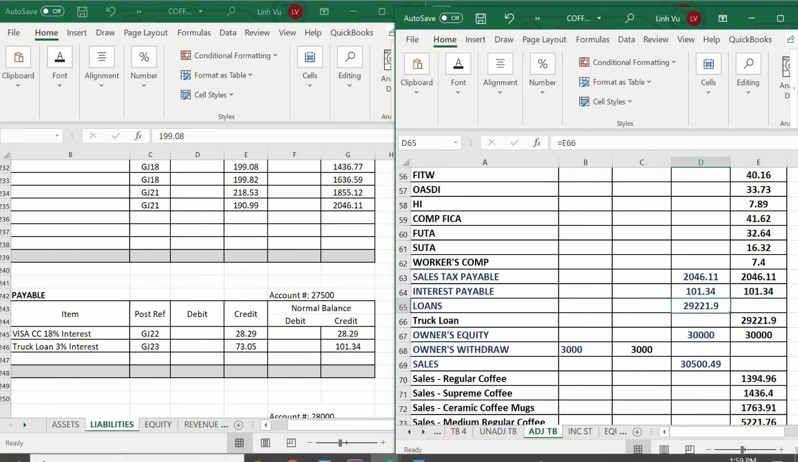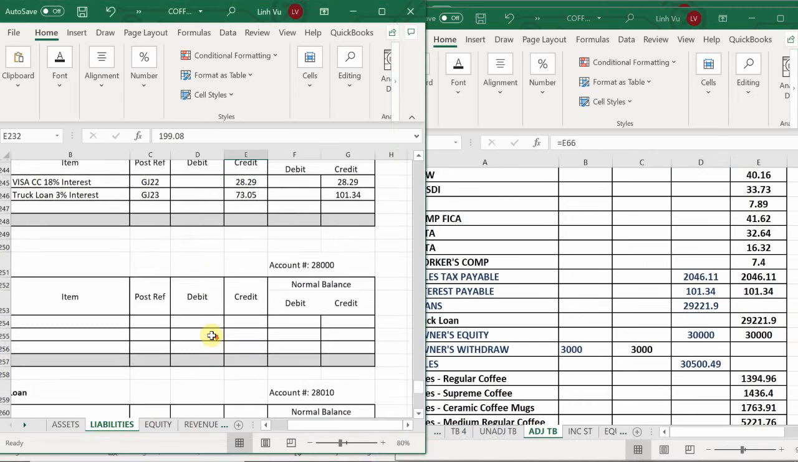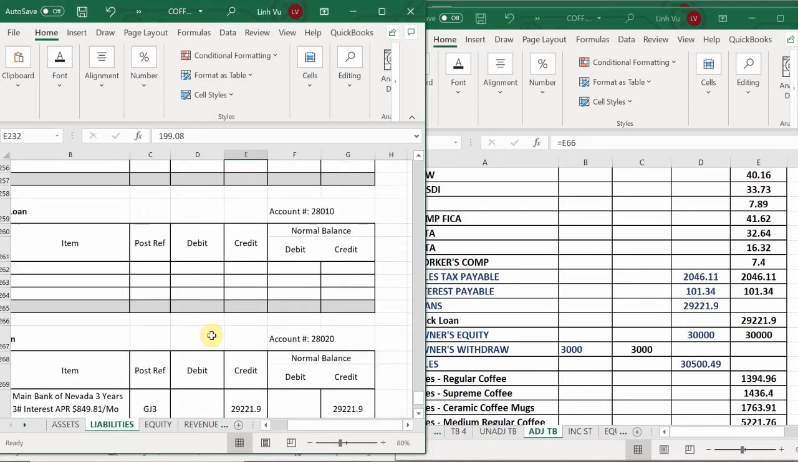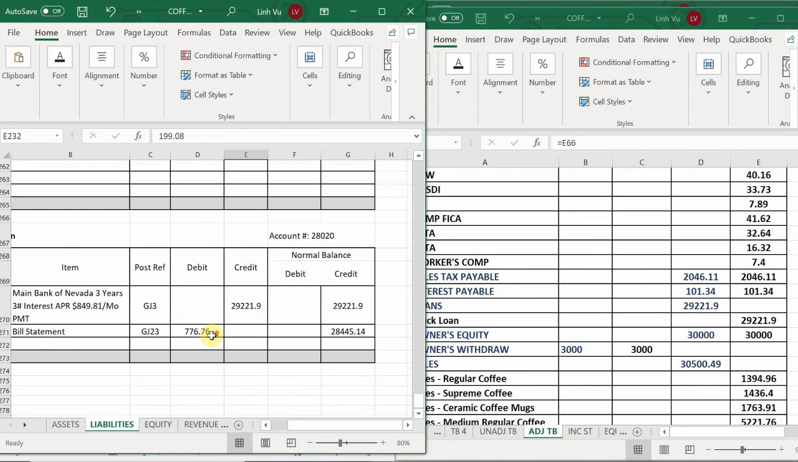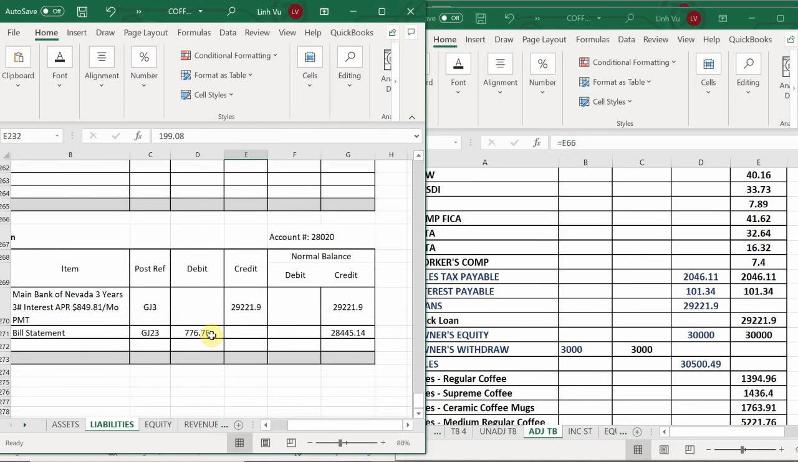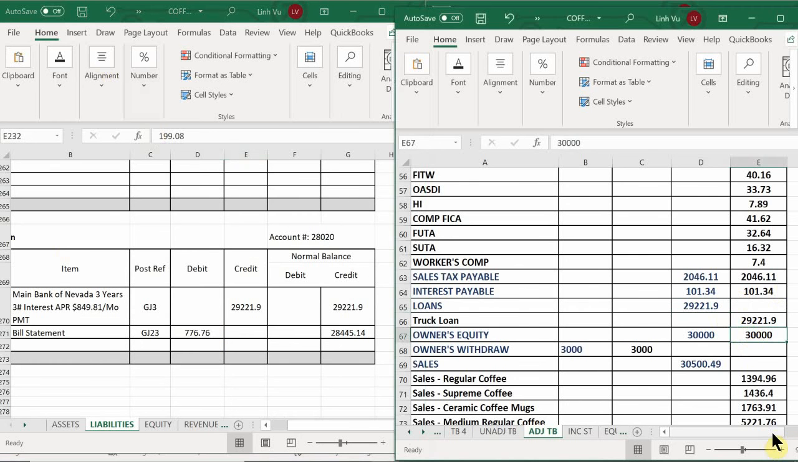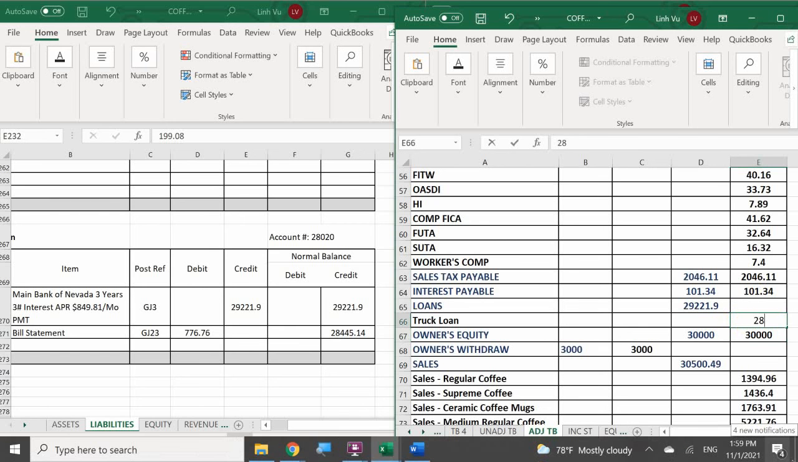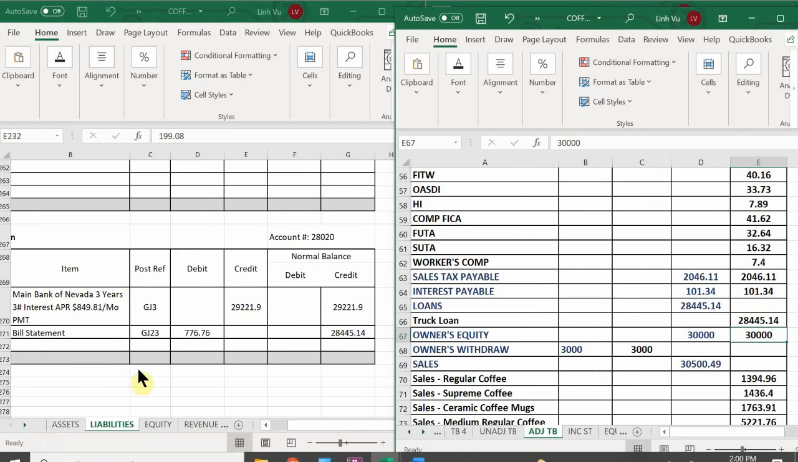Then let's take a look at my loans. Did something happen to my truck loan? Yes. It decreased. By how much? 28,445.14. Exactly. Perfect. So then that's it for liabilities.